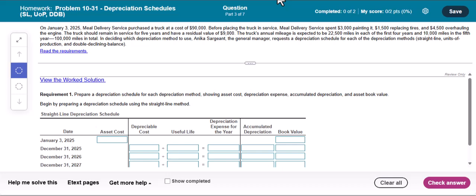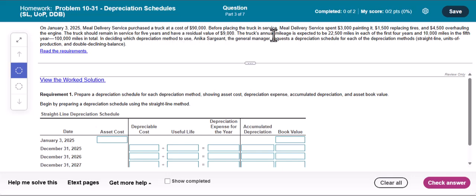Problem 10-31, Depreciation Schedules. On January 3rd, 2025, Mail Delivery Service purchased a truck at a cost of $90,000. Before placing the truck in service, Mail Delivery Service spent $3,000 painting it, $1,500 replacing tires, and $4,500 overhauling the engine. The truck should remain in service for 5 years and has a residual value of $9,000.